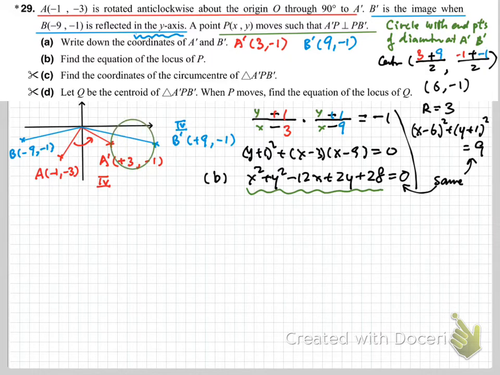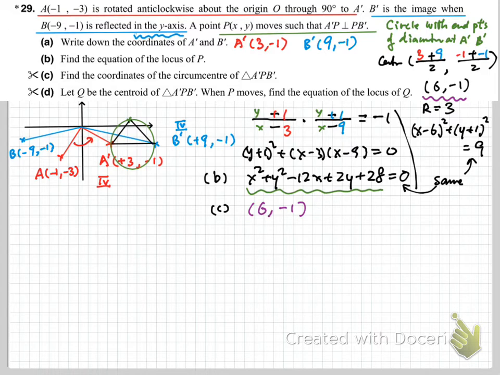Alright, it's kind of like this. Alright, so we want to find the coordinate of the circumcenter of A prime P B prime. That means point P is here. We want to find the circumcenter of this particular triangle. In other words, we want to find the center of this green circle. Alright, so we did that previously. The center to that green circle is 6 and minus 1. Or you can obtain it from part B, from the general form.